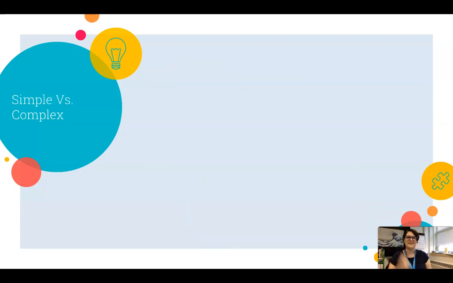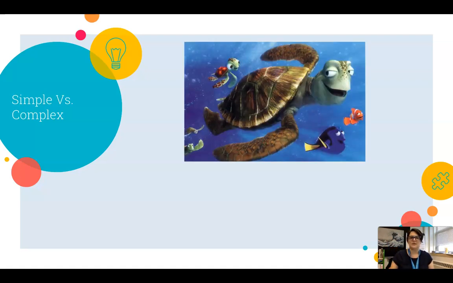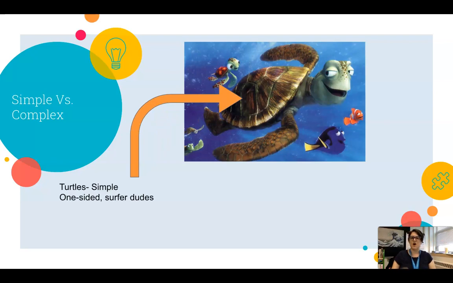All right, so let's look at another Nemo example for simple versus complex. So here we have our turtle surfer dudes with Marlin and Dory. So our turtles up here are simple. They are one-sided. They come across as kind surfer dudes, and that is all we know of them. They are consistently just like that. We don't see a lot of depth and differences in different sides to them.